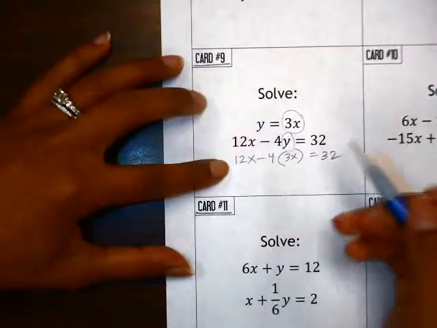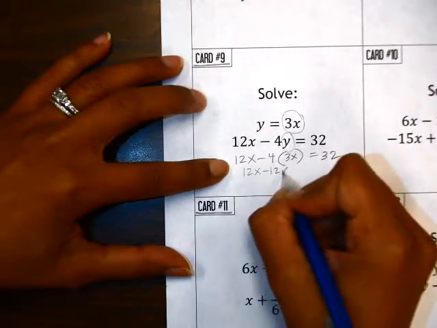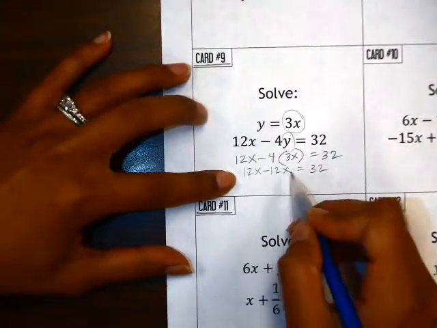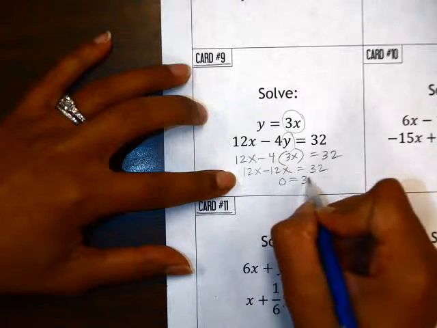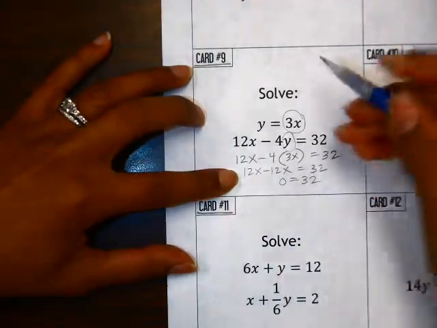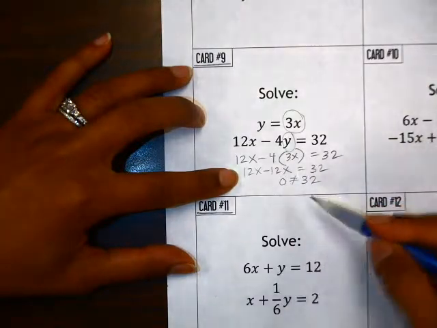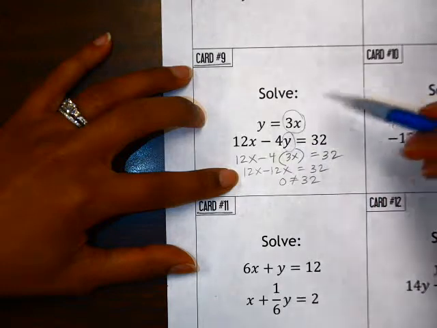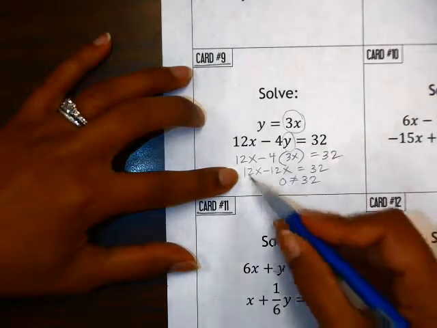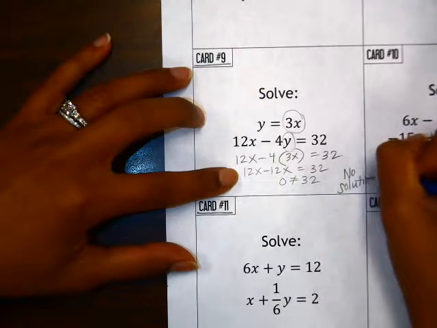Then I have an equation with just x that I can solve. So I have 12x minus 12x equals 32. So what happens here is that 12x minus 12x, that actually becomes 0. 0 equals 32. That doesn't make any sense. 0 is never equal to 32. That means that no matter what x and y are equal to, these two equations will never intersect. In that case, we just state that there is no solution to the problem.